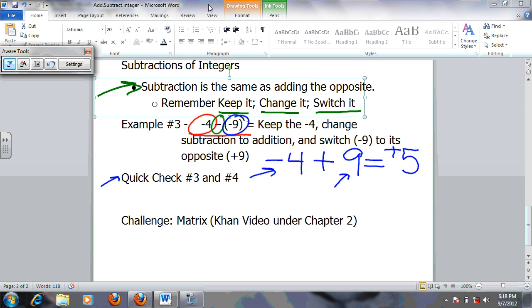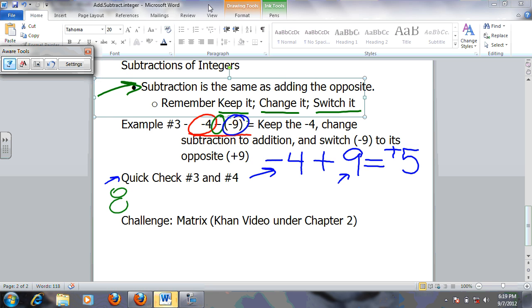Looking at quick check number 3 and 4. Let's do some of those together. -6 minus 2. Change that to an addition problem. -6, keep, change subtraction to addition, switch the sign of 2 so it becomes -2. -6 plus -2 equals -8. Next problem.